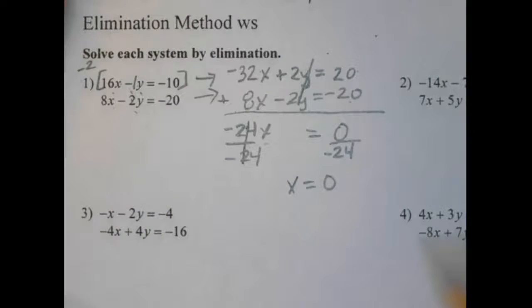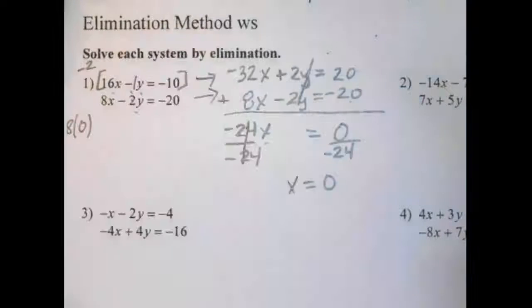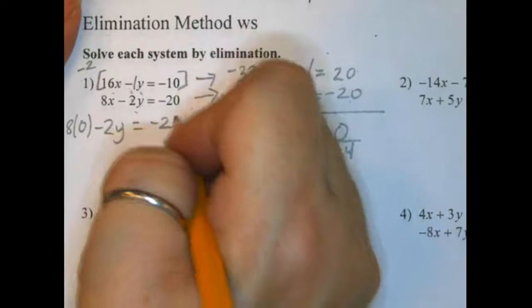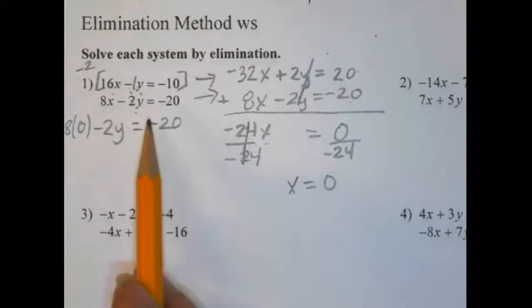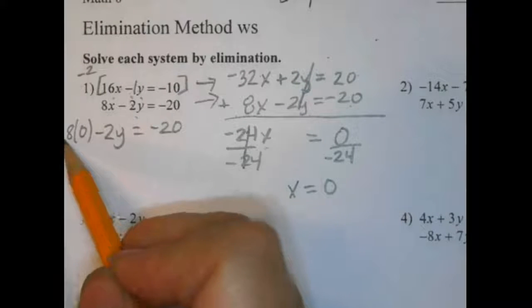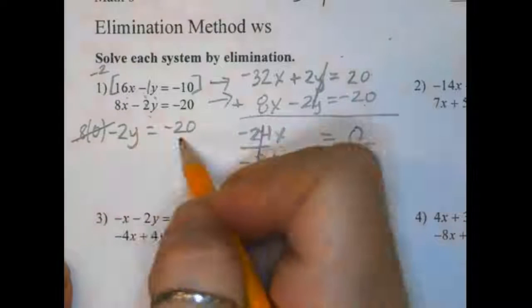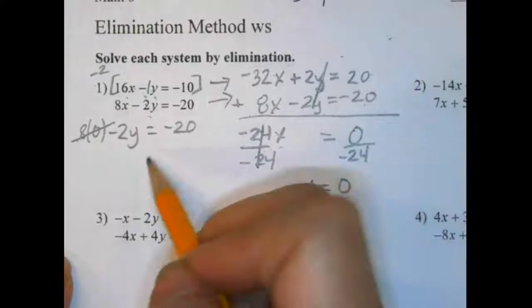So we're going to substitute x into the bottom one because that's what somebody said. But I don't have to. I could have used the top one. Just make sure you're plugging it into the original equation and not the one that we changed. Okay? So 8 times 0 is 0. Right? So now I have a negative 2y equals negative 20. I can undo that by doing what, Angel?